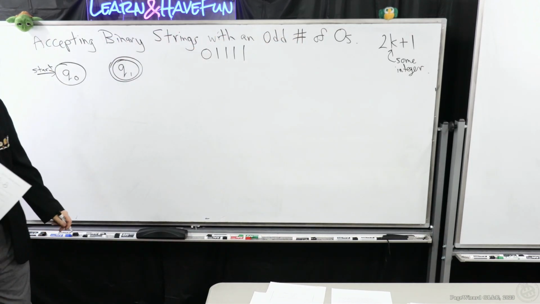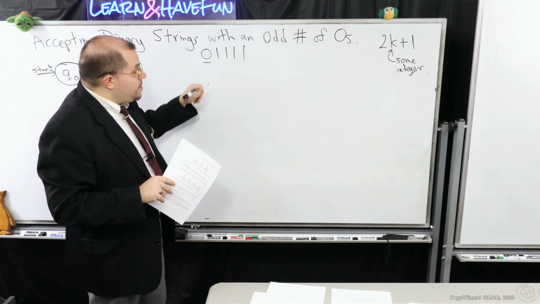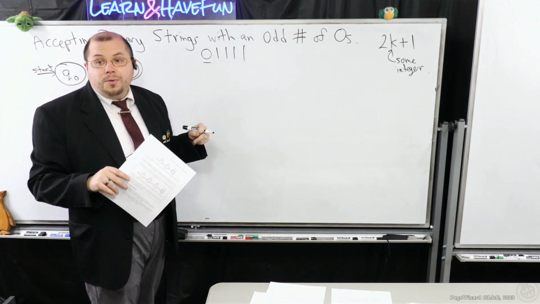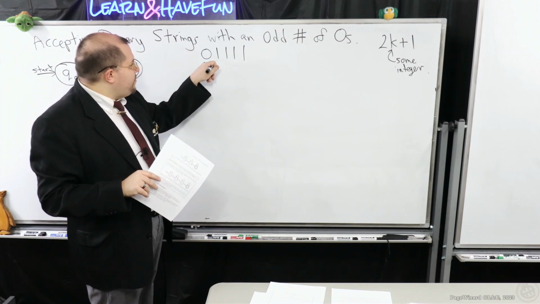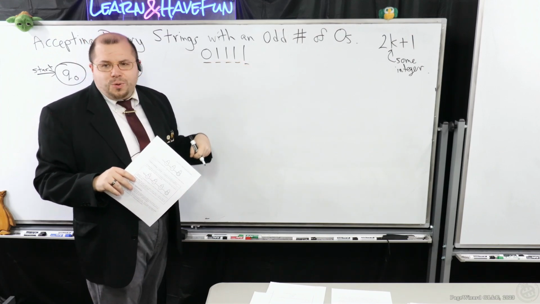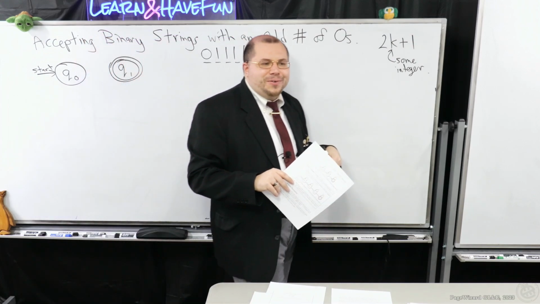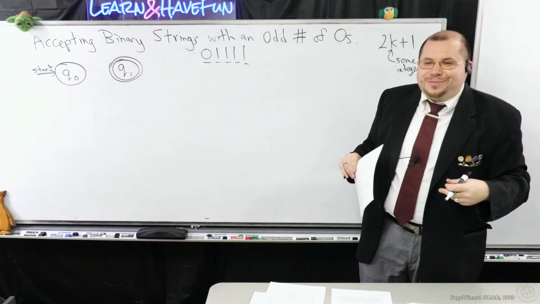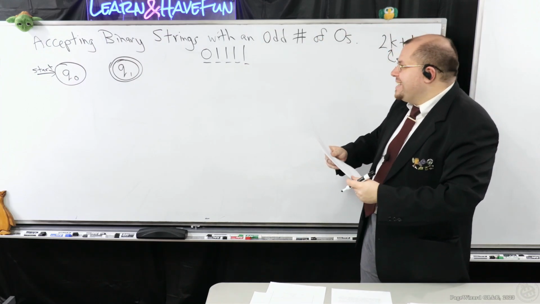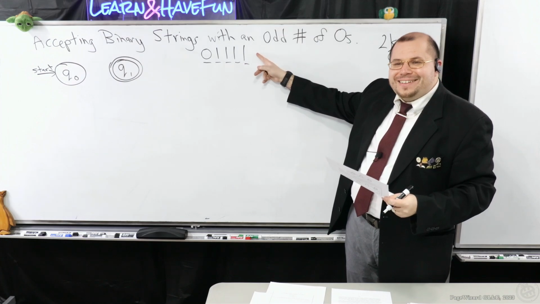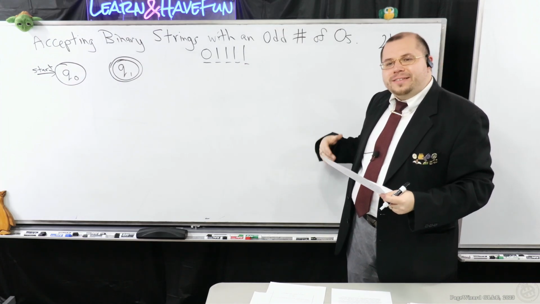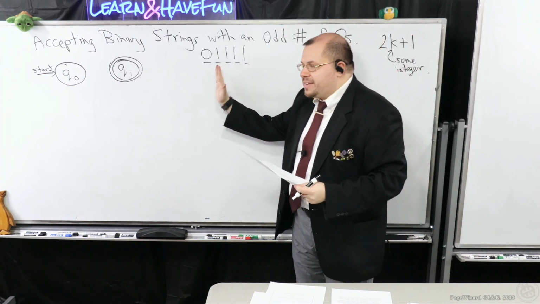If I give you a string like this, it has an odd number of zeros in it, right? It has one 0 in it. But notice I have a whole bunch of 1s that come after it. Do those 1s matter at all? Yes or no? They don't do anything, right? These don't do anything.